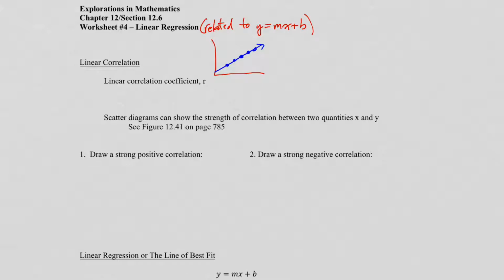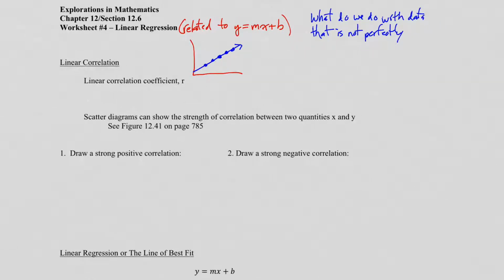However, what do we do if it's not perfect? So what do we do with data that is not perfectly straight? And that's the question we're going to consider in this section.